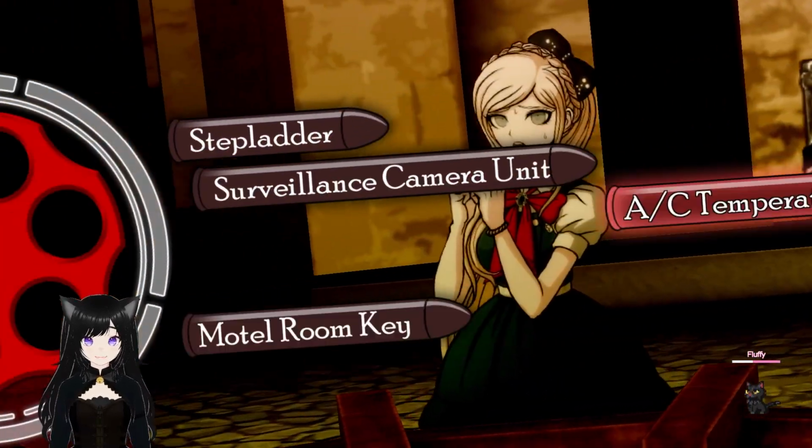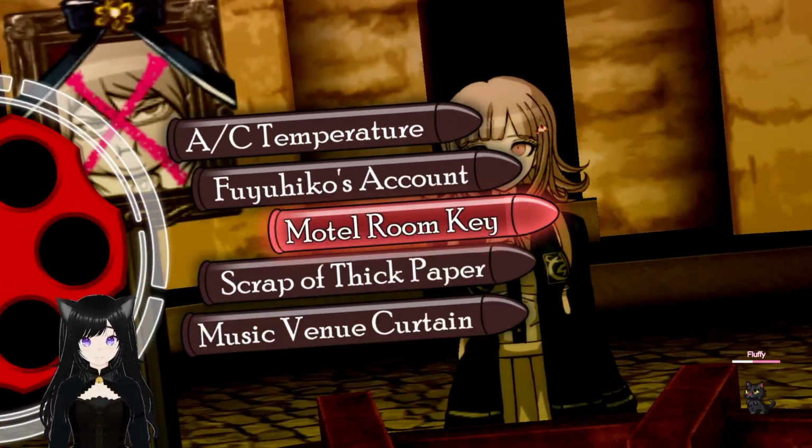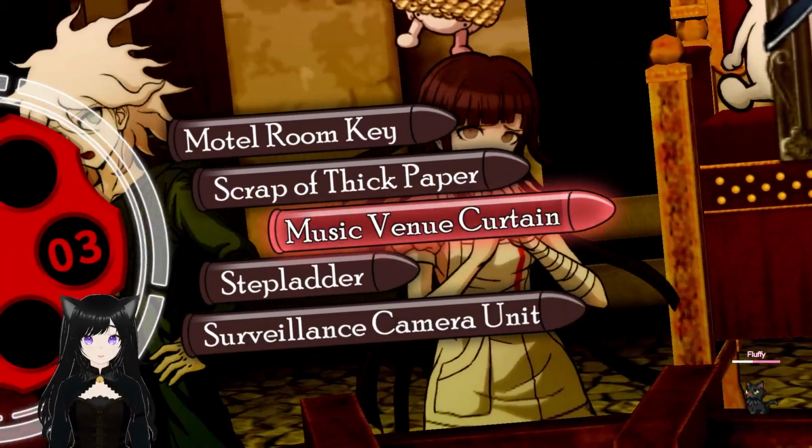Motel, scrap of thick paper. Curtain. It's going to be the music venue curtain.